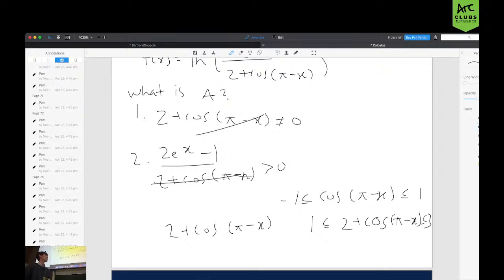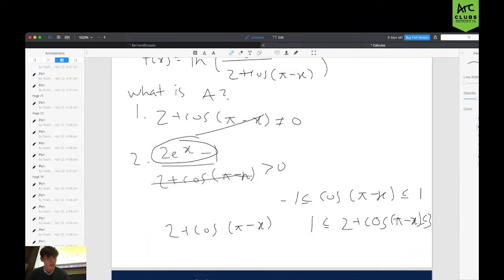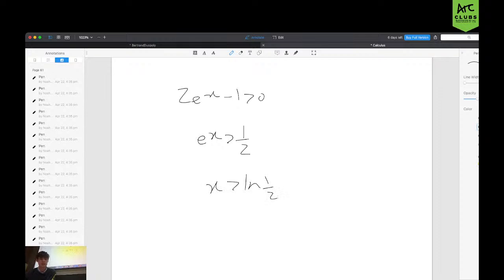So in other words, we don't have to worry about this first condition, and we don't have to worry about the denominator at all when looking at where the input to the log function is positive. The only thing we have to look at to find our domain is the numerator, 2e to the x minus 1. The domain is going to be wherever 2e to the x minus 1 is greater than 0. Moving 1 to the other side, we get e to the x is greater than 1/2, and taking the log of both sides, x needs to be greater than the log of 1/2, which is also written as x is greater than -log 2, just using log laws. So for our domain A, x needs to always be larger than -log 2.